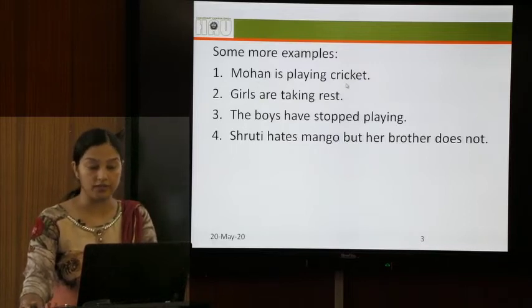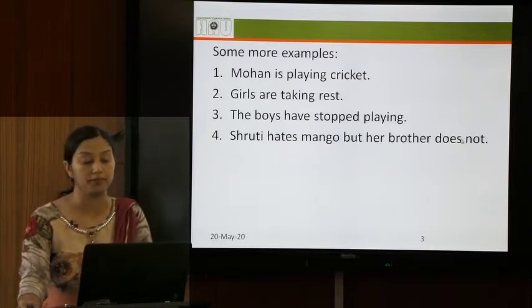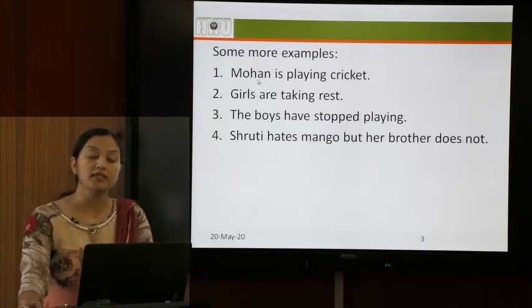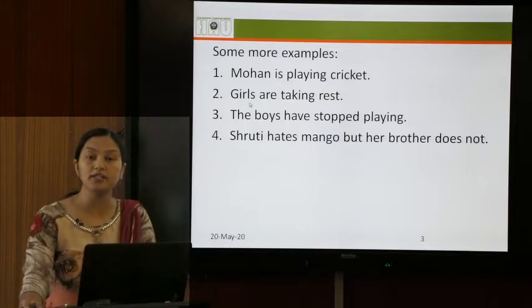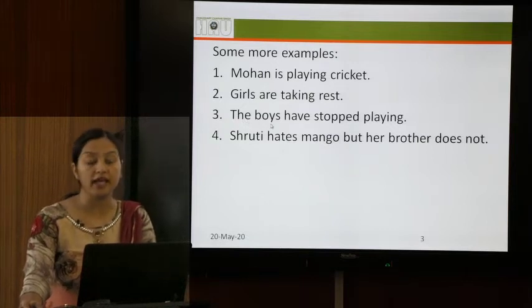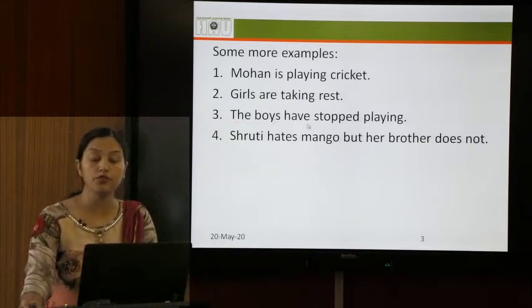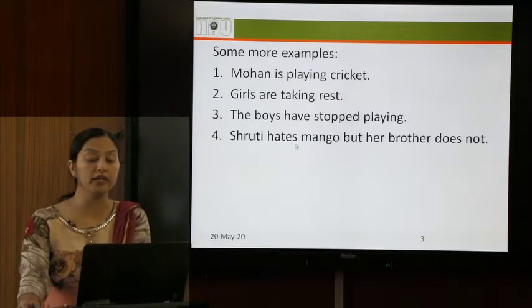Mohan is playing cricket. Girls are taking rest. The boys have stopped playing. Shruti hates mango but her brother doesn't. Now, in the first example, since our subject is singular, we are using a singular verb. In the second example, as our subject is plural, we are doing it with a plural verb. And in the third, again the boys are plural in form, so we are using a plural verb. And in the last, it is a singular subject, so a main verb that is singular in its nature we will be using.